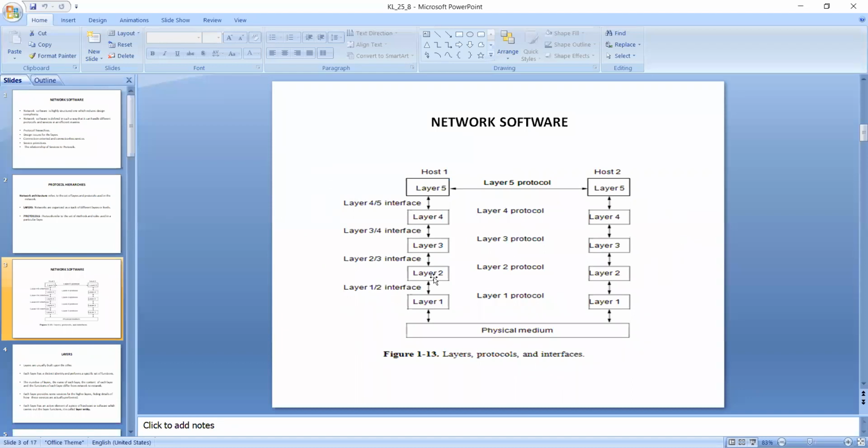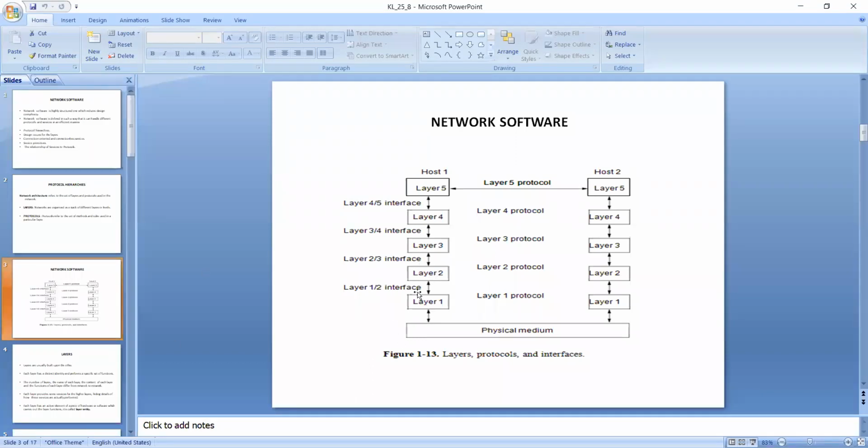The upper layer simply accepts the data, accepts the services from the lower layer, but it doesn't know how the lower layer provides that information. That information is hidden by the lower layers.